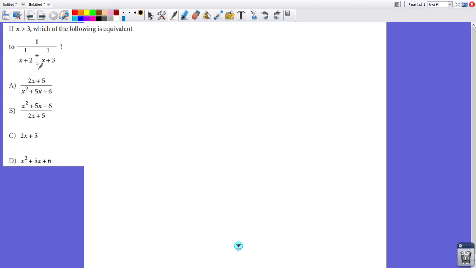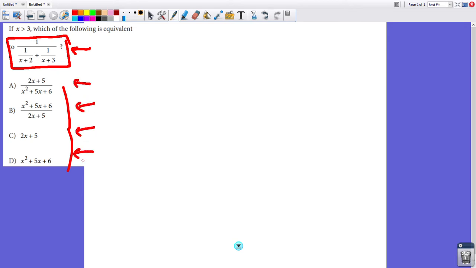So the question asks, if x is greater than 3, which one of the following four options is equivalent to the expression that they give us at the top here. The most efficient way to do this is to manipulate the expression at the top and see what it comes out looking like, compare it to the four options, and hopefully it will look like one of those four options. So we'll start now.